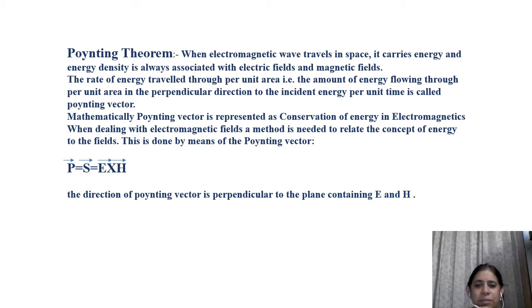The rate of energy traveled per unit area, or the amount of energy flowing through per unit area in the perpendicular direction to the incident energy per unit time, is called Poynting vector. Poynting vector is represented either by P or S, and that is equal to E cross H, where E is the electric field, H is the magnetic field, and the direction of Poynting vector is perpendicular to both E and H.